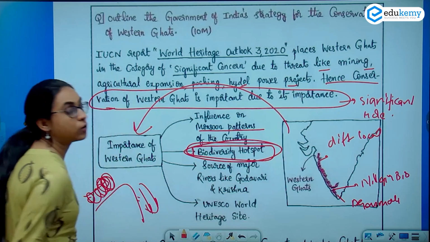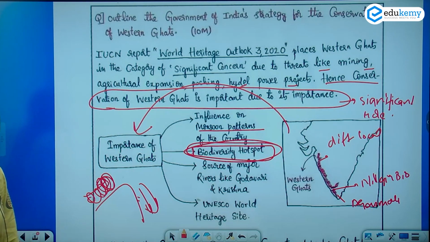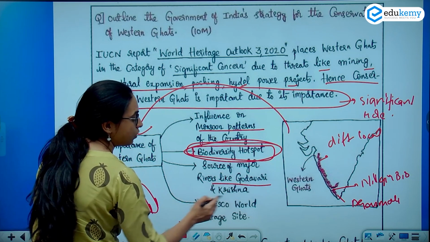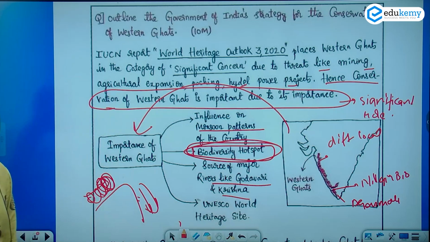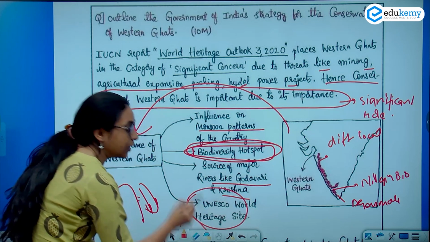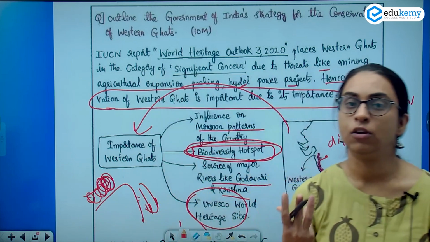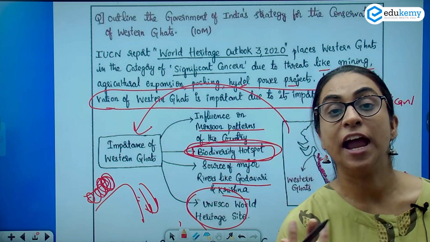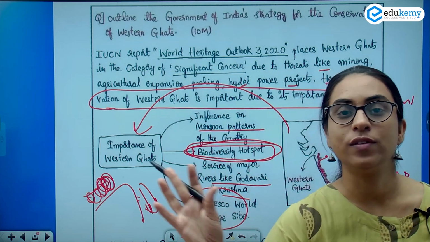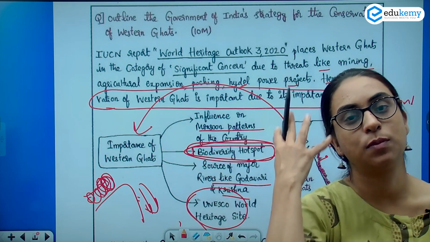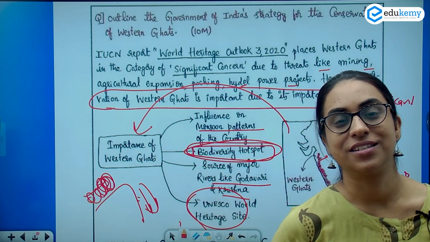It is a biodiversity hotspot, one of the very famous biodiversity hotspots in the world, and it is also the source of major rivers like Godavari and Krishna, and it is also a UNESCO World Heritage Site. Such is the importance of the Western Ghats. It is a biodiversity hotspot with a lot of flora, fauna, and endemic species. Every year a new frog species emerges in the Western Ghats.